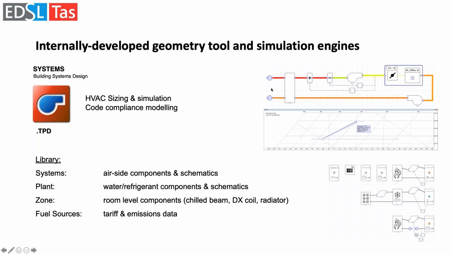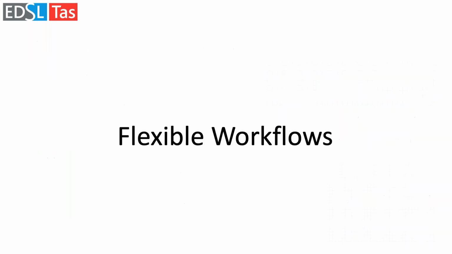And all these parts and pieces can be saved and reused in other projects into a library of things, as well as creating new fuel sources. We have a bunch of templates in there as well for those. You can create new fuel sources with new CO2 emissions factors and all the data necessary to define the tariff situation for the project. So flexible workflows with TAS.